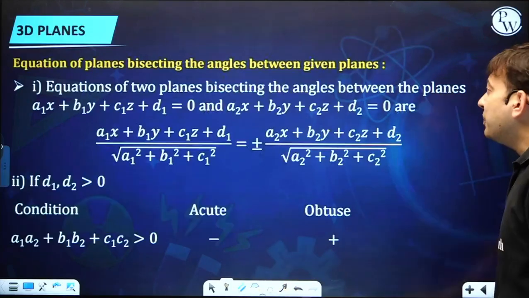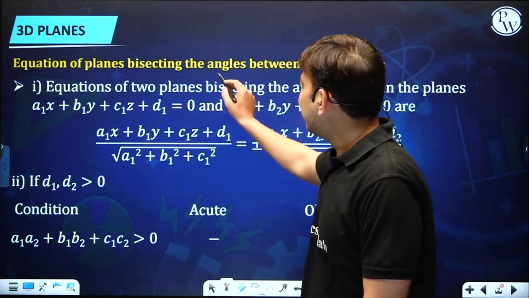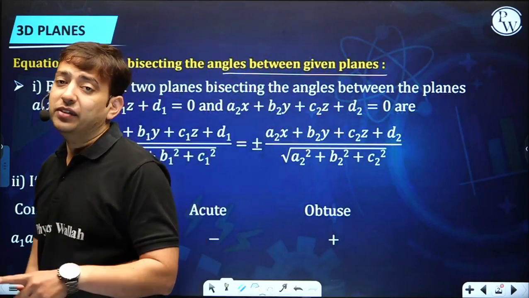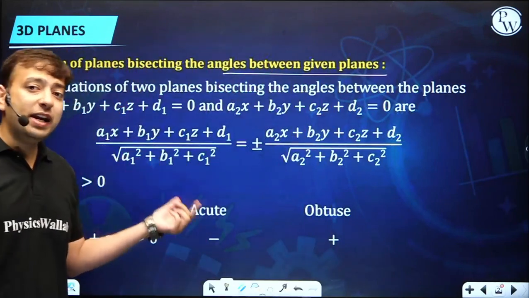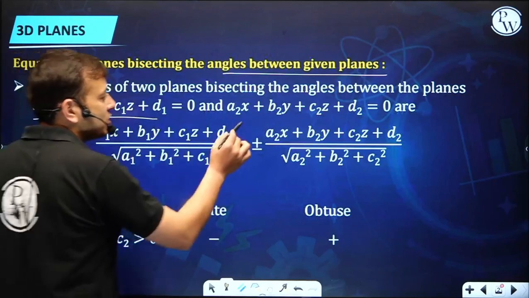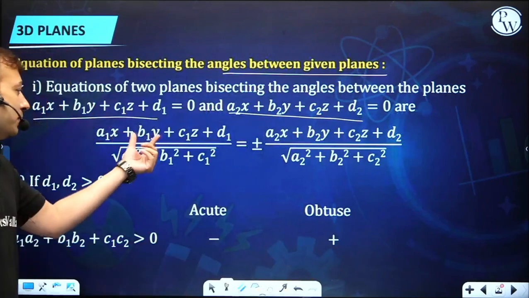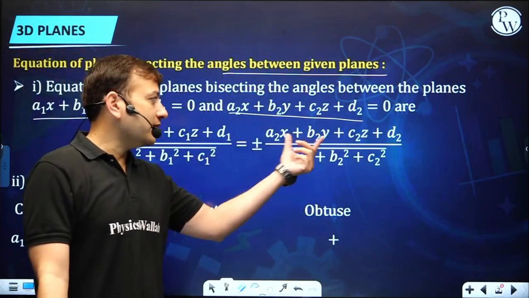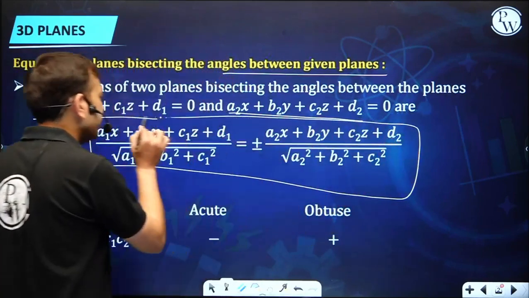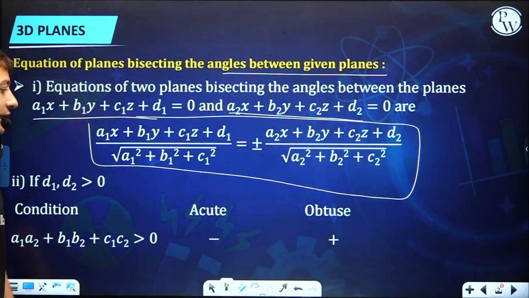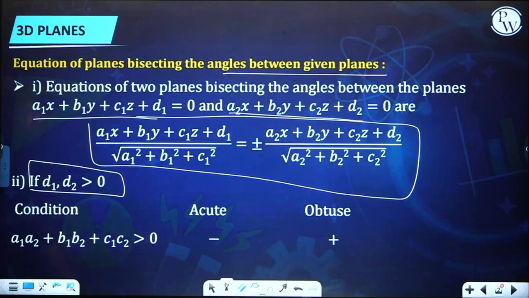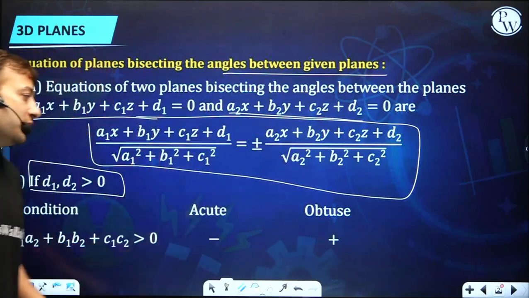Let's get started. The equation of the plane bisecting the angle between the given planes, you can say the angle bisector. Like in the equation of a line we have an angle bisector, in the equation of a plane also we have a plane bisector. It is given in the same way: plane equation by under root, plus or minus, plane equation under root. You can relate it with 2D geometry angle bisector. First of all, d1 d2 should be greater than 0; you have to make the constant terms d1 d2 greater than 0.